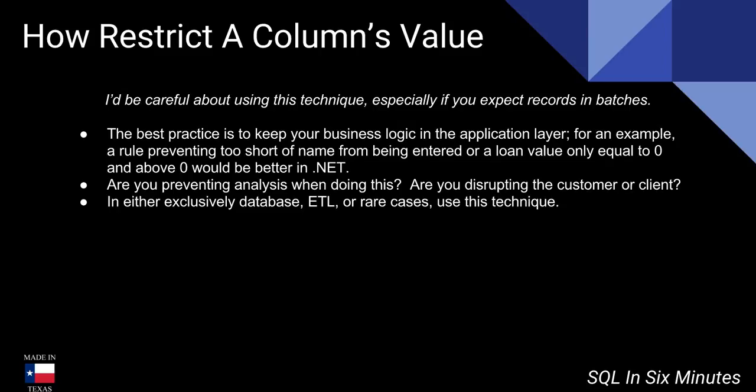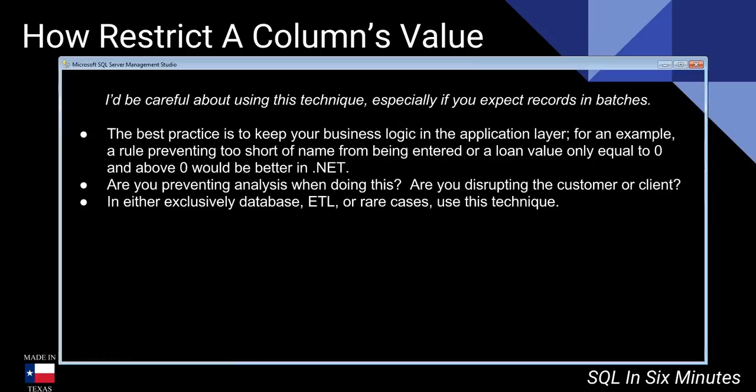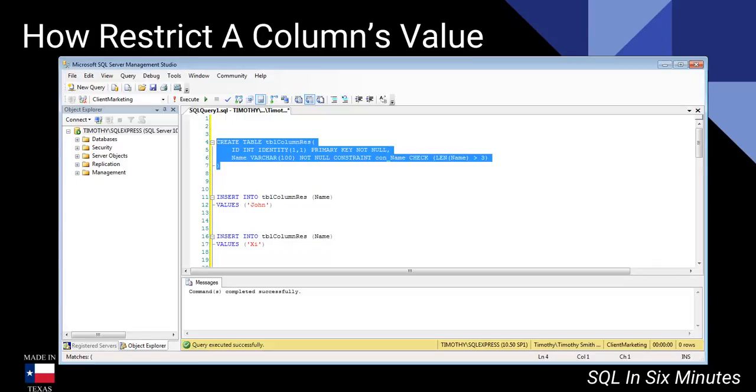And then, of course, there are cases like exclusively database ETL, or rare cases, to use this technique. So let's look at an example of that. We're going to create a table here with the primary key identity 1,1, and then a name column of type varchar. And you'll notice that I've just defined a constraint on this name.